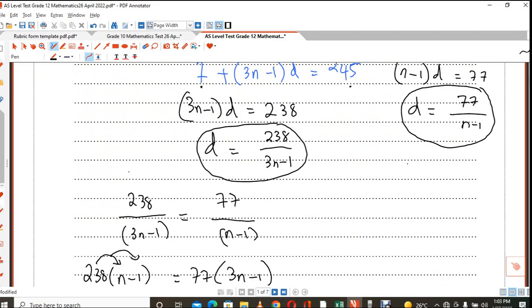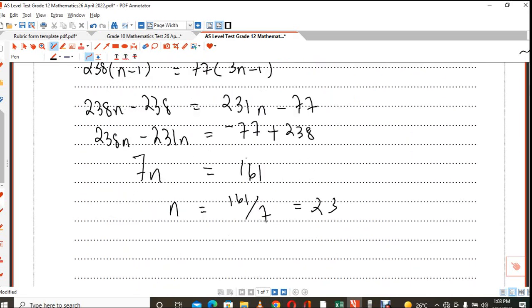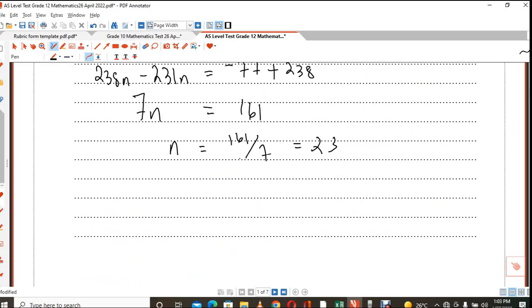But if you want to, you can find the value of d by substituting in any one of those d values. Okay, can we go to the next one? So once you are here, you say therefore the value, that's how you answer in the exam, please. The value of n is 23. You can even go ahead and underline it nicely so that your examiner can see. This is how you answer the question.